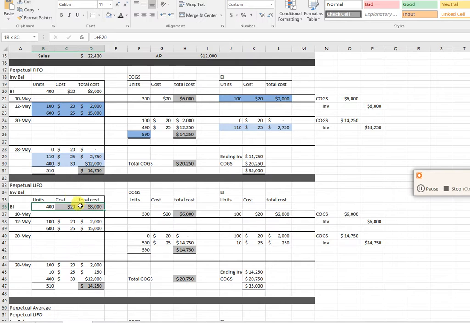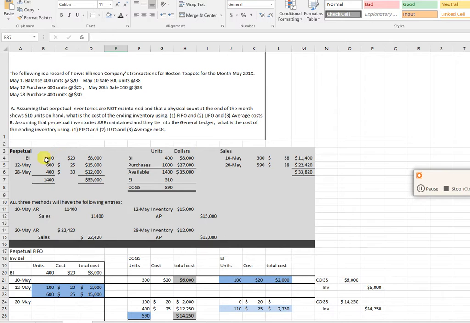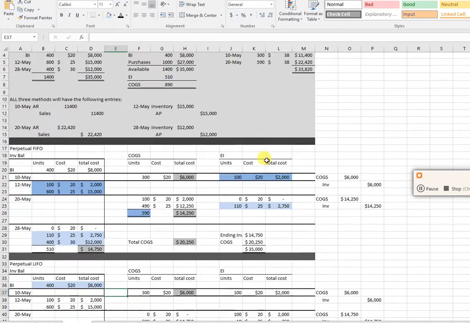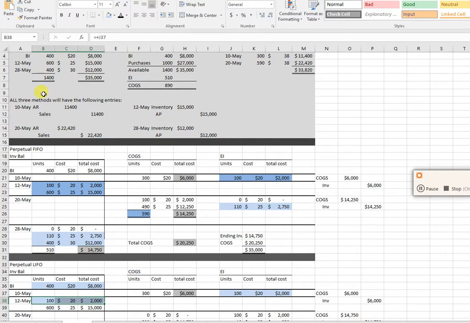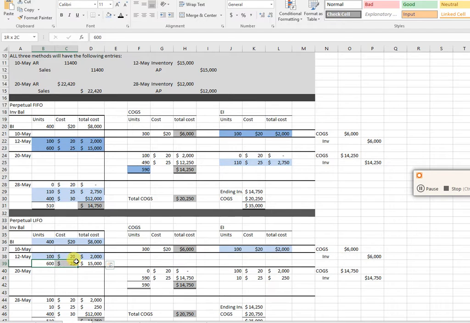So I start with 400 at 20, so I'm right at this line. My next date, I sold 300. So on the 10th, the only thing that existed was a $20 layer. So I sold 300 of the 400, leaving 100 left at 20. So that's what I have there. My inventory layer is now the 100 at 20, and I purchased an additional 600 at 25, so now I have 2 layers. And here's where the order of your layers becomes pretty important.